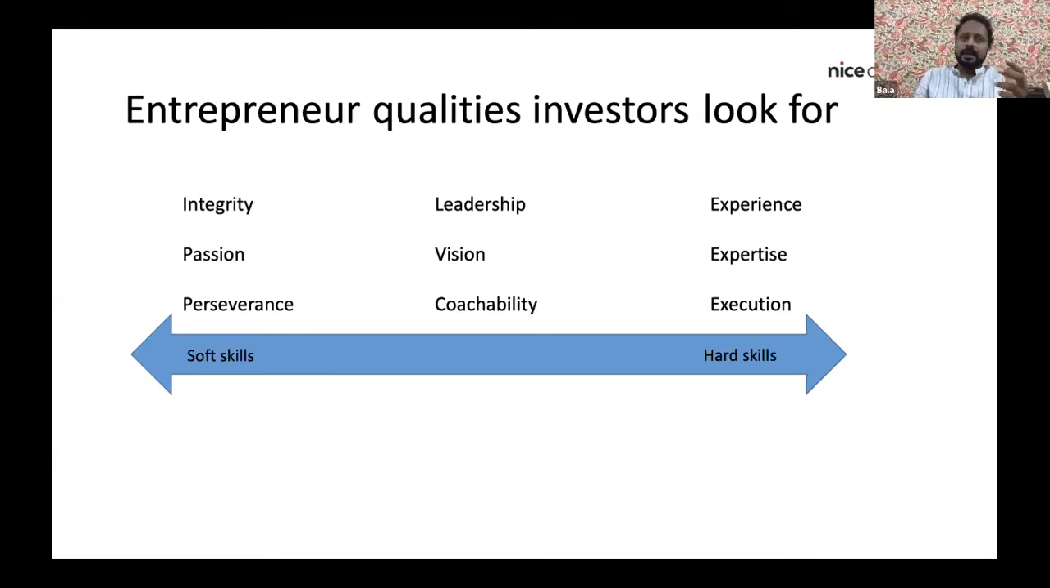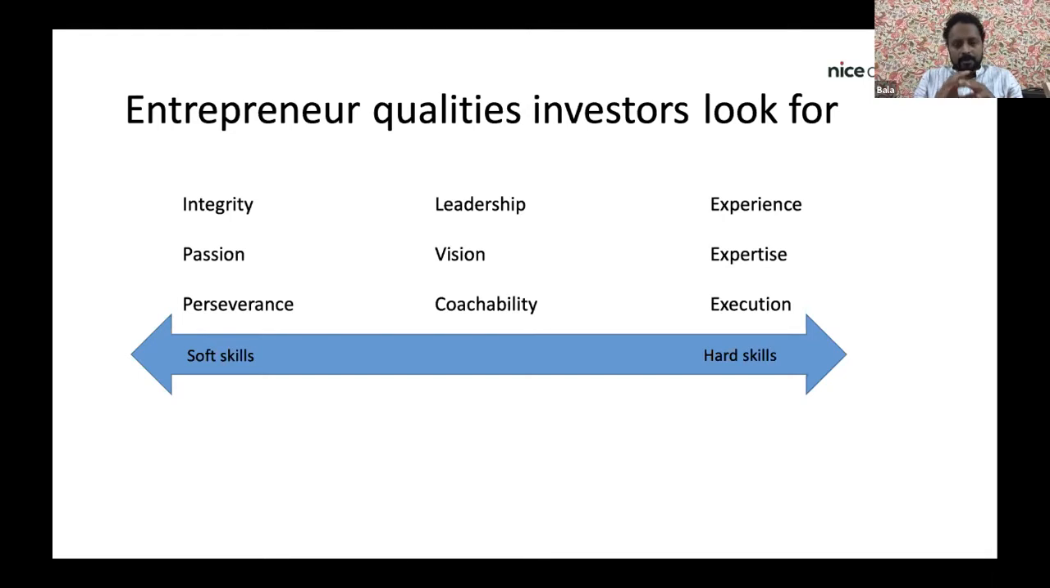And on the softer side, and I call it a soft skill because it's hard to demonstrate or show proof of these skills, you have to make sure they get a sense of your integrity, your passion, and your perseverance. Primarily it's in the way you interact with them. It's how you speak about your business, whether there is a backstory for why you picked this particular business, which shows your passion. Are you willing to persevere?